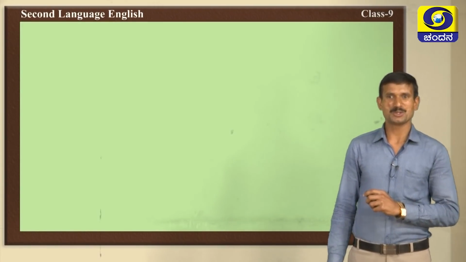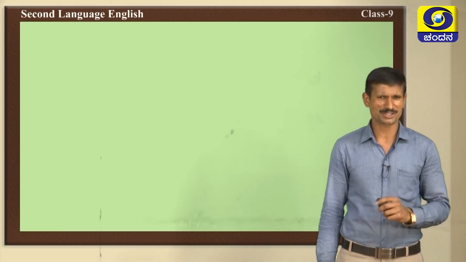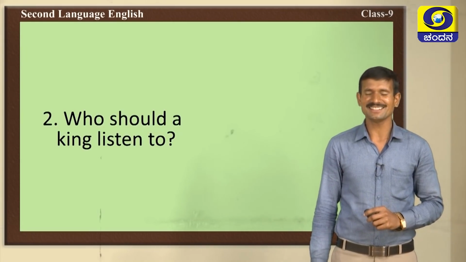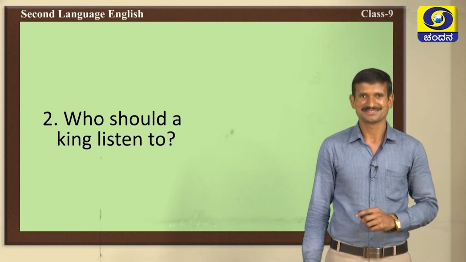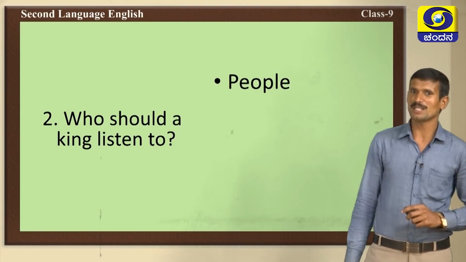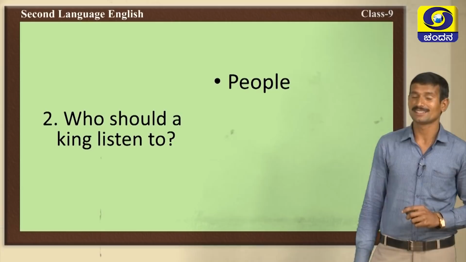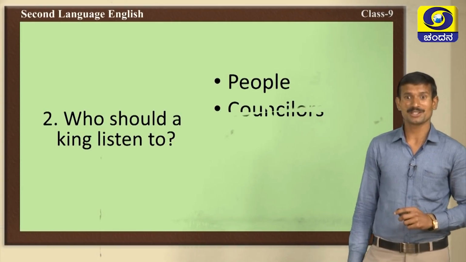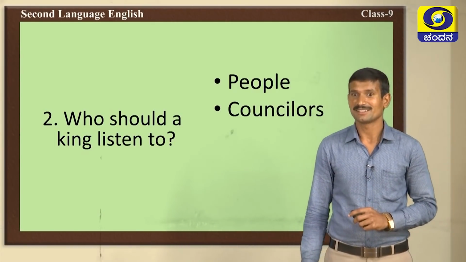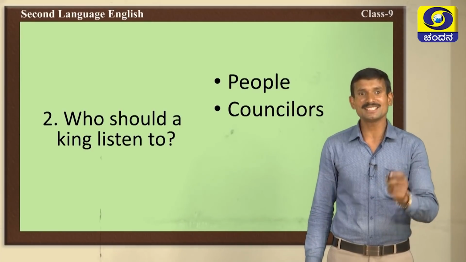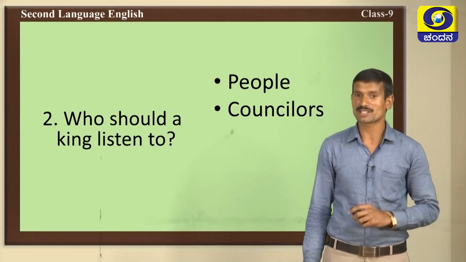Now, we will move to the second question. What is the second question? Who should a king listen to? Yes, first one, people. Yes, people are very important. But what about the counselors? The counselors would help the king. They are also very important.